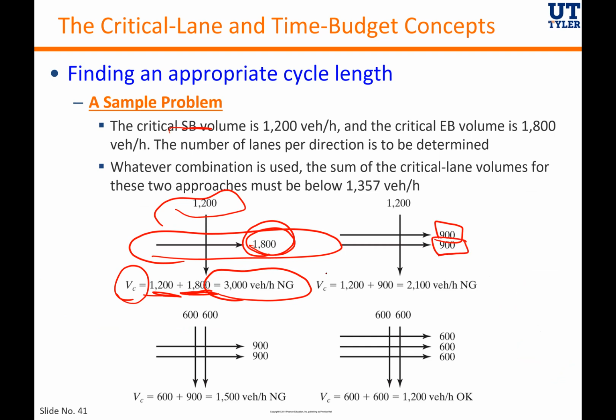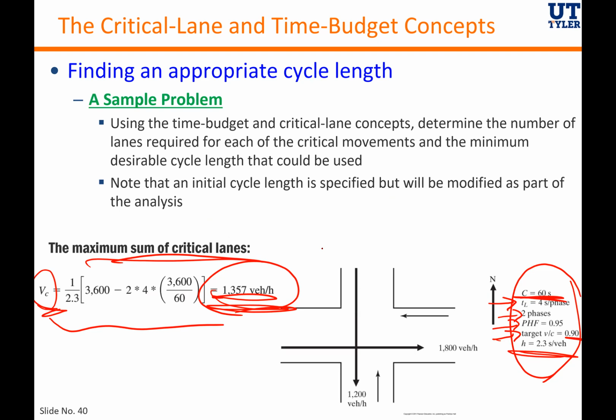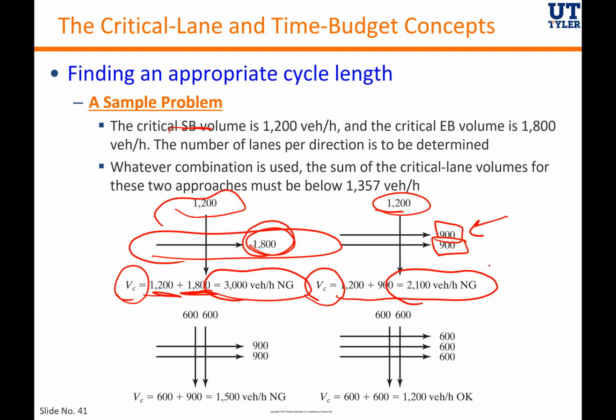And now for the V over C, we're going to pick the worst from each. This is the critical lane concept: we pick the 1200 plus 900, and that is 2100 vehicles per hour. Still not good. Why? Because it's higher than the maximum sum of critical lanes, given this information.